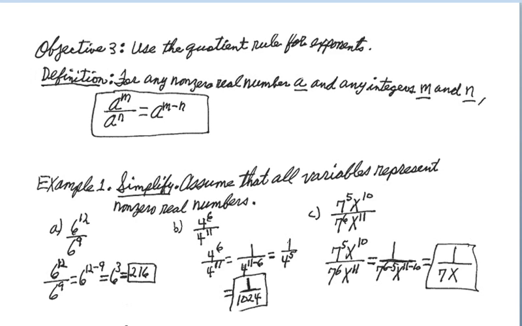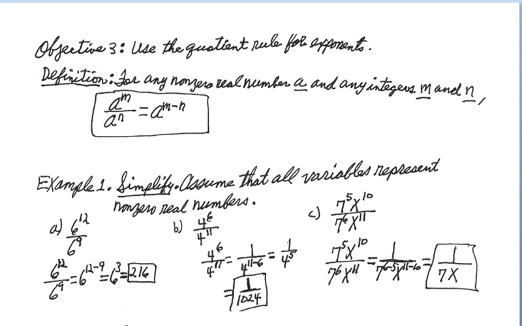Objective number 3. Use the quotient rule for exponents. Definition. For any non-zero real number a and any integers m and n, a to the mth power divided by a to the nth power equals a to the m minus n power. Basically what this is saying is, if you're dividing two powers that have the same base, you can get the result by keeping the base and subtracting the exponents.